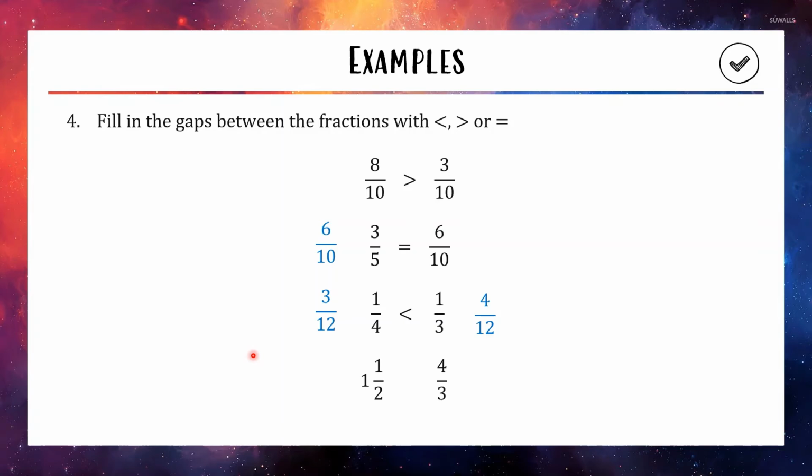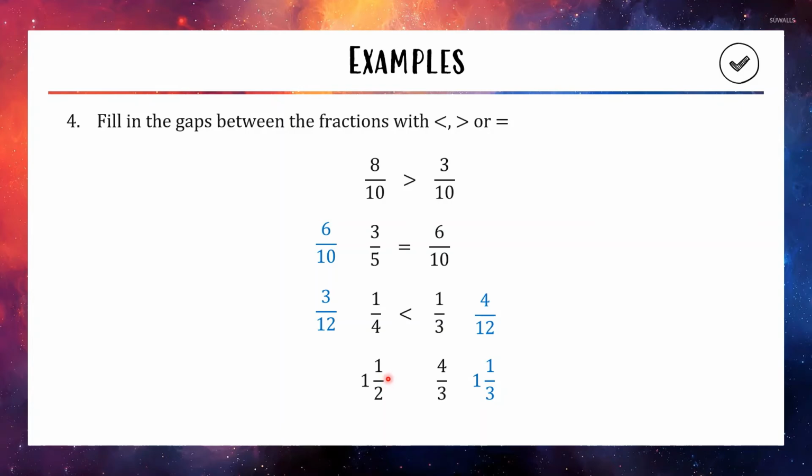And for the fourth one, we're comparing a mixed numeral with an improper fraction. So we'll translate the right-hand side into a mixed numeral. So let's use our trick. How many times does 3 go into 4? It goes in once, and then there's 1 remainder. So we'll have 1 and 1 over 3.